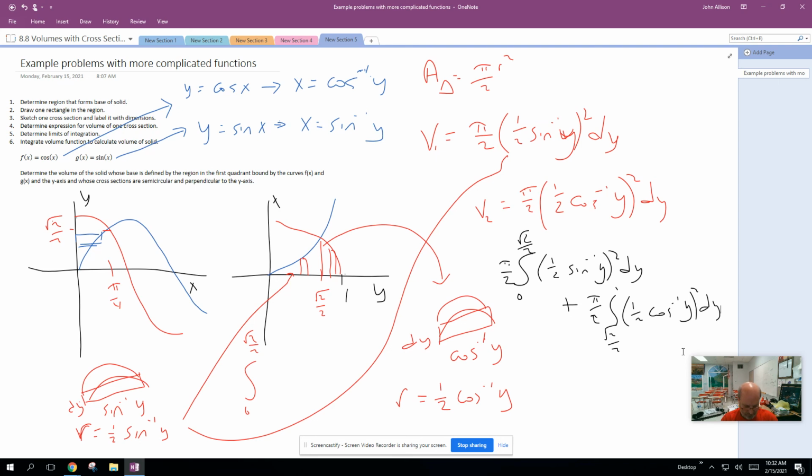And this one, pretty interesting, gives me 0.0869, or 0.087. Interesting. Okay. And that's units cubed because we're doing volume. And that's how you do more complicated functions.